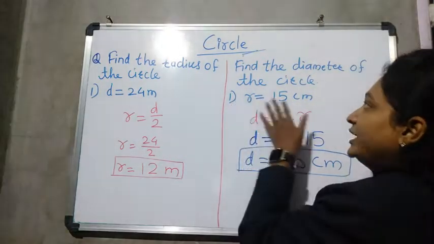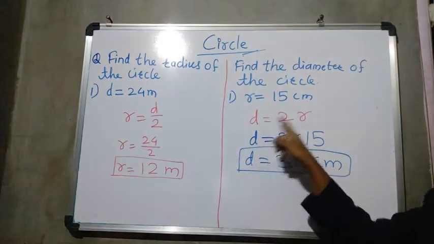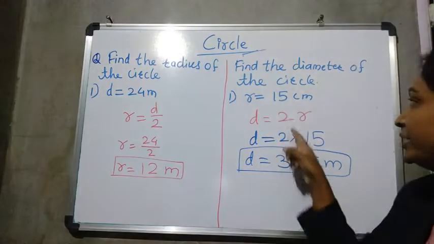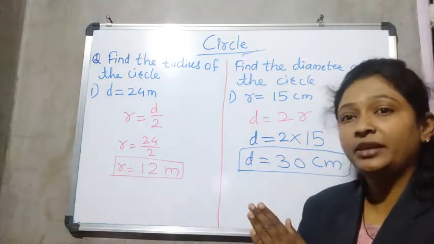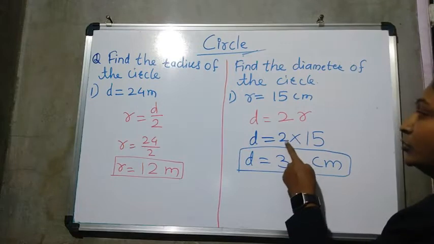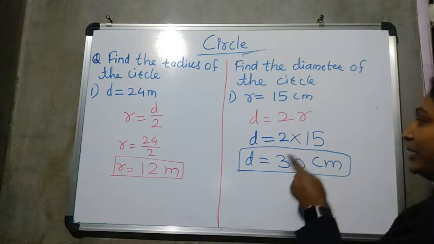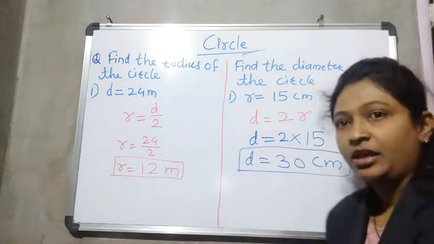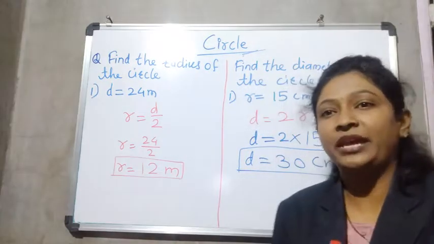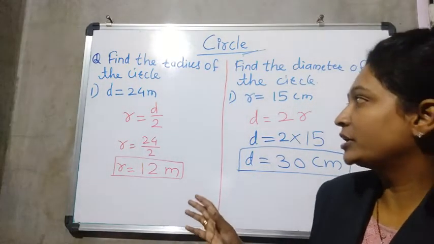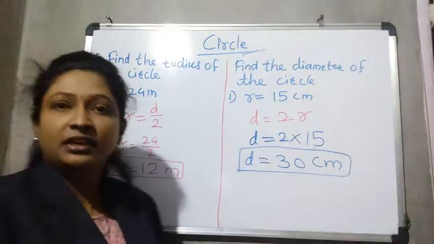And same, if they will give radius, and radius is what now? See, diameter is 2 times of radius. It means 2 multiply radius, double of radius. Whatever the radius is, its double is the diameter. So diameter is equal to 2 multiply 15, because double means we are writing 2 multiply by 2. So 2 multiply 15, it is 30 centimeter. Okay students, understand how to find the diameter from radius and radius from diameter. Okay, this point is very important. So next we will see how to find the area of the circle and circumference of the circle.